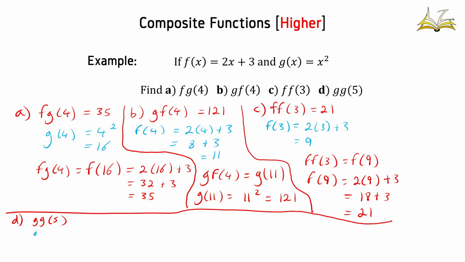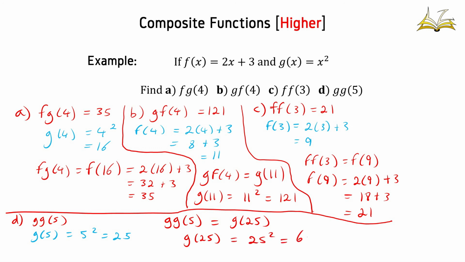The last part of this question is to find part D, gg(5). Again, g of 5 is equal to 5 squared, which is 25. So if g of 5 is 25, that means gg of 5 is equal to g of 25. g of 25 is equal to 25 squared, which is 625. So the answer of gg of 5 is 625.